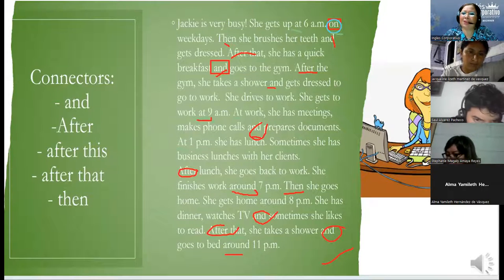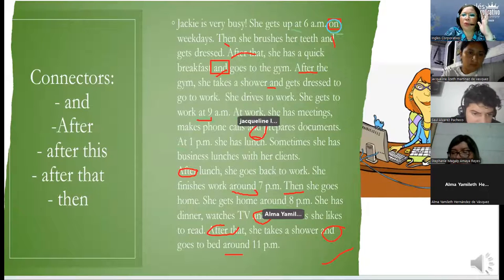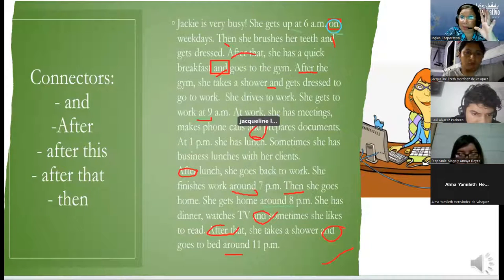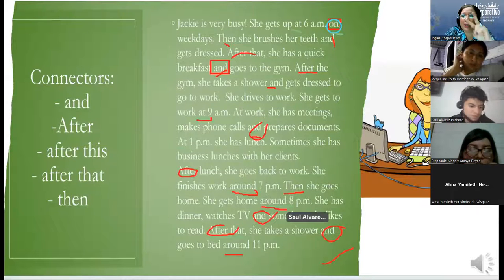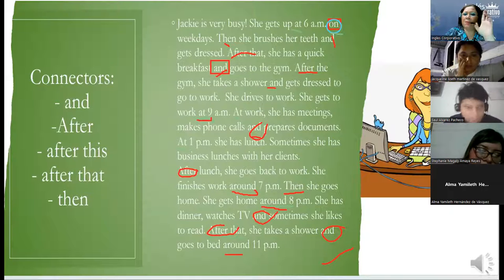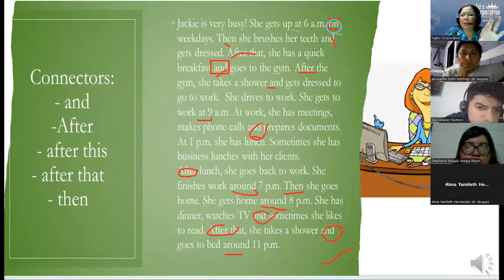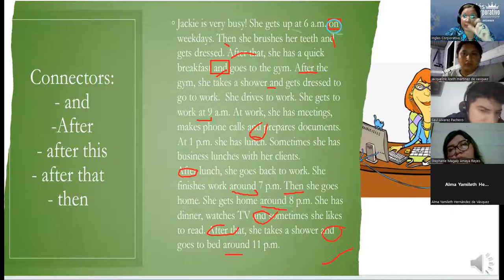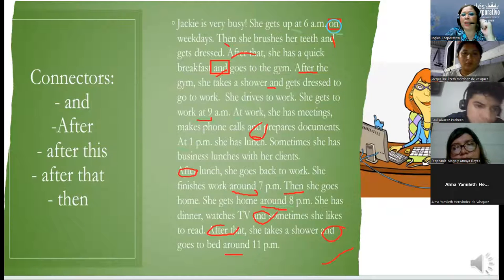Ok, vamos a ver entonces, pensando en las dos oraciones que puedan estar unidas con un conector. Por ejemplo, tenemos, Jack is very busy, esa es una oración completa. Tiene subject, tiene verb y tiene complement, ¿sí? Jack is the subject, is the verb and the complement is very busy. Vamos a ver la siguiente. Y está separado por un punctuation, ¿ok?